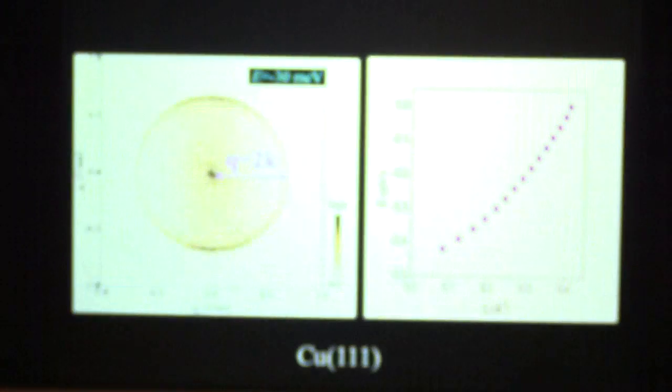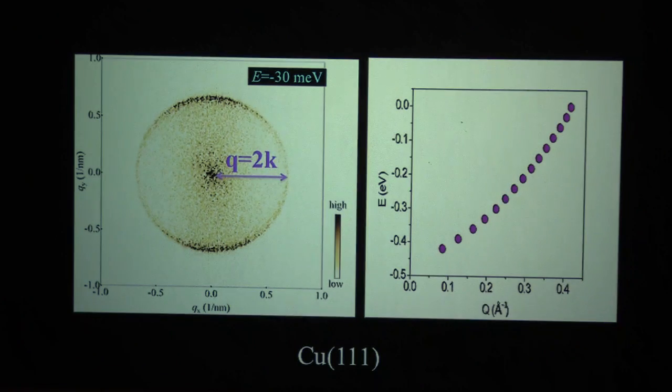So now if I plot the radius of the circle with energy, I get a parabola, and this is the dispersion in copper. Yes? Shouldn't it be a filled circle? Very good question. Yes. In theory, you should see all the scattering processes, and it should be a filled circle.